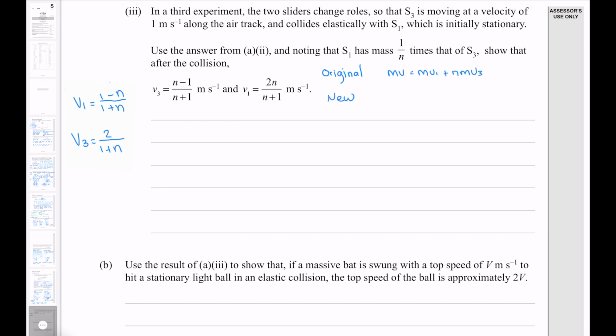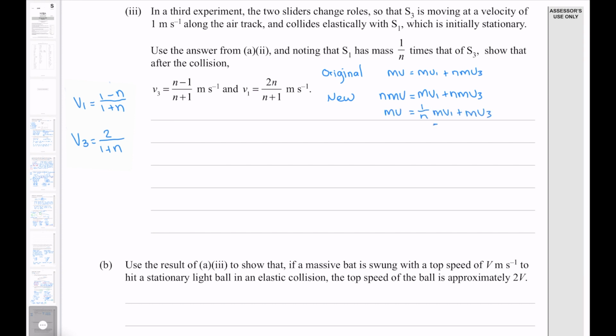Now, in our new scenario, the roles of S1 and S3 have changed. They've swapped around, which means that for our initial momentum, we're going to have the mass of S3, which rather than being m is nm. And finally, we just have our momentums of S1 and S3 respectively. Now, if we divide both sides by n, and you'll see why I'm doing this in a moment, we get the following.